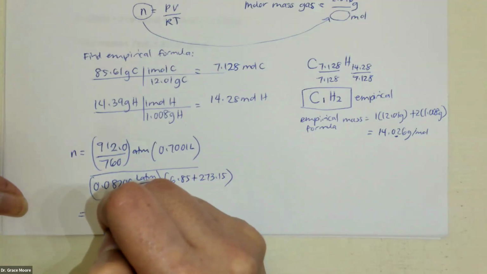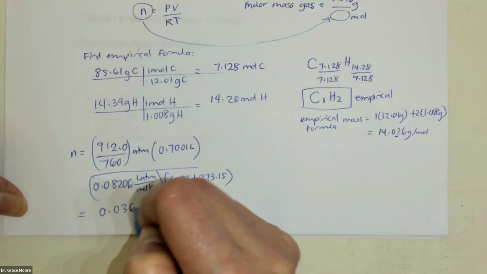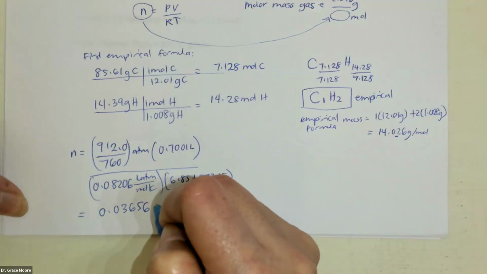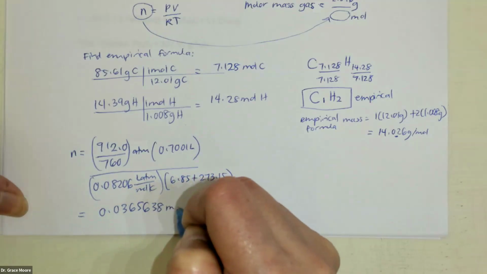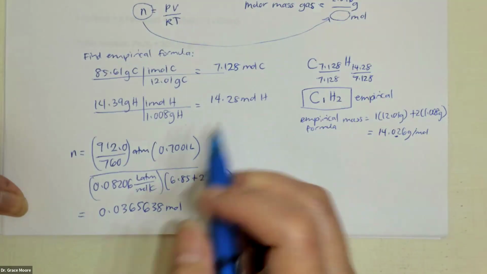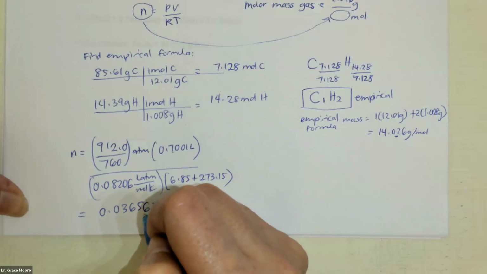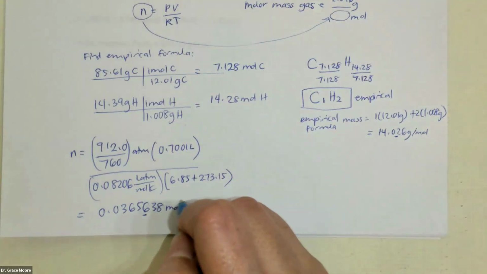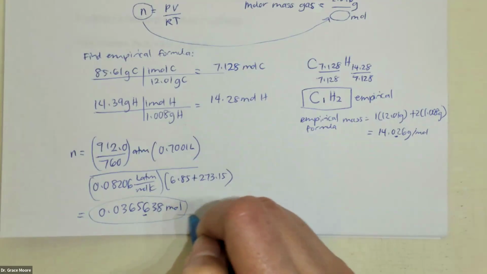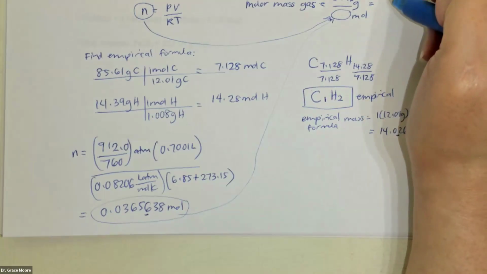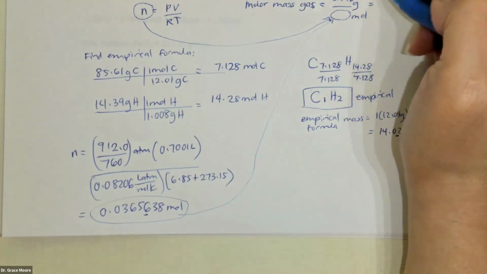You end up getting 0.03656 and then 38. It keeps going, but we only need 4 here at the most. So we take that number and you put it over here. So this moles here, it's going to travel all the way and put that there. So it's whatever the moles is.